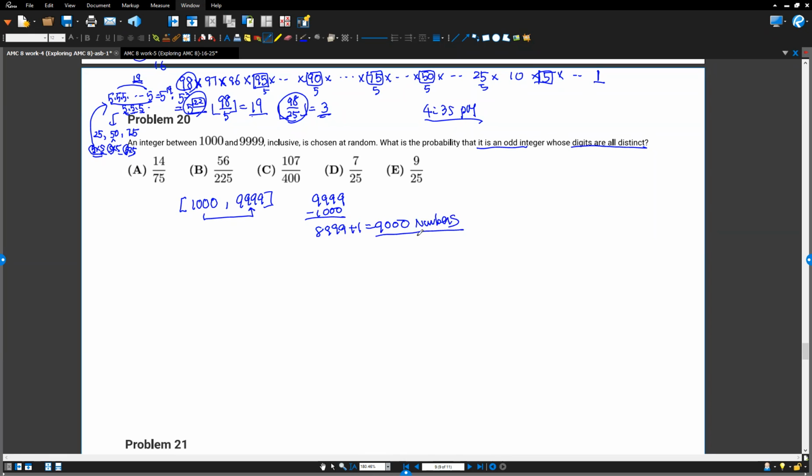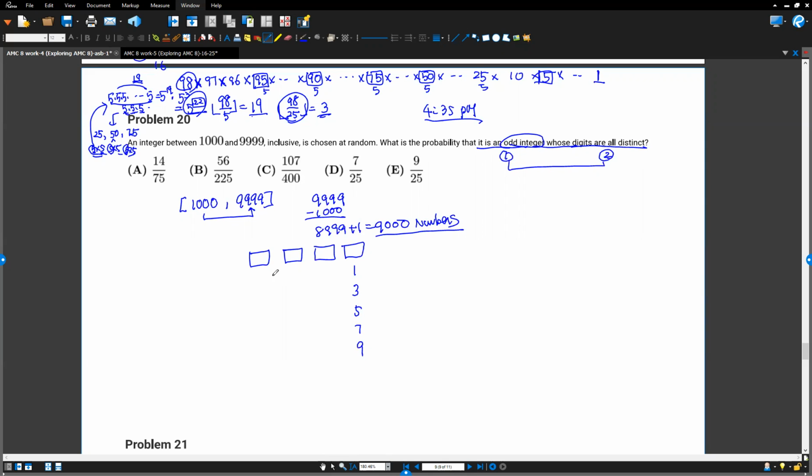Out of these 9,000 numbers, how many are odd integers? Oh, we have another condition, I'm sorry: all digits are distinct, they are different. It must satisfy both. We have a 4-digit number. How can you find the odd integers? If the last digit is 1, 3, 5, 7, or 9, the number is odd. The last digit has only 5 choices.